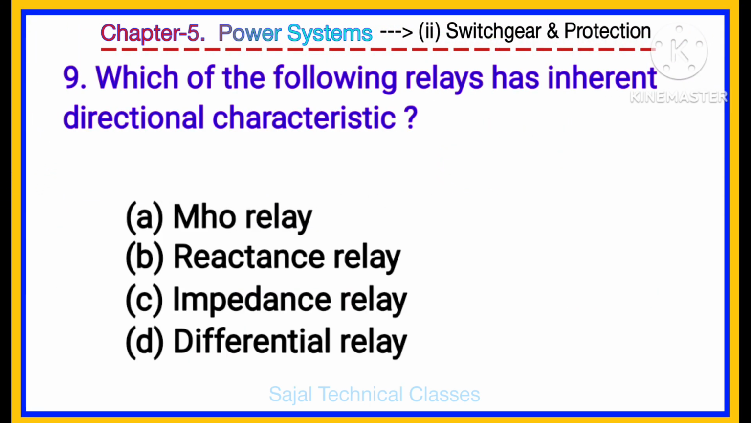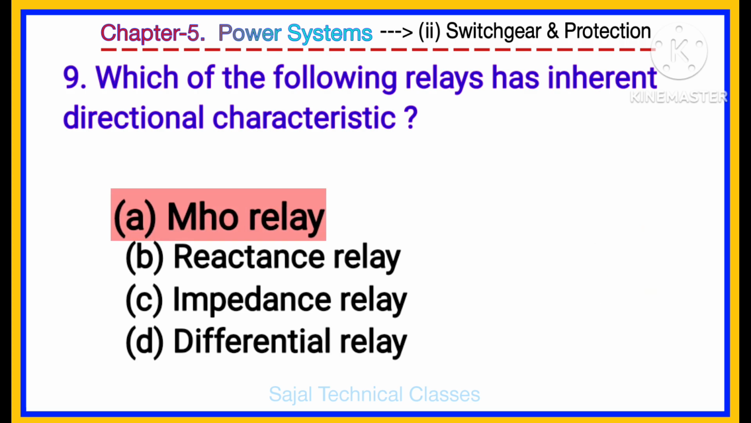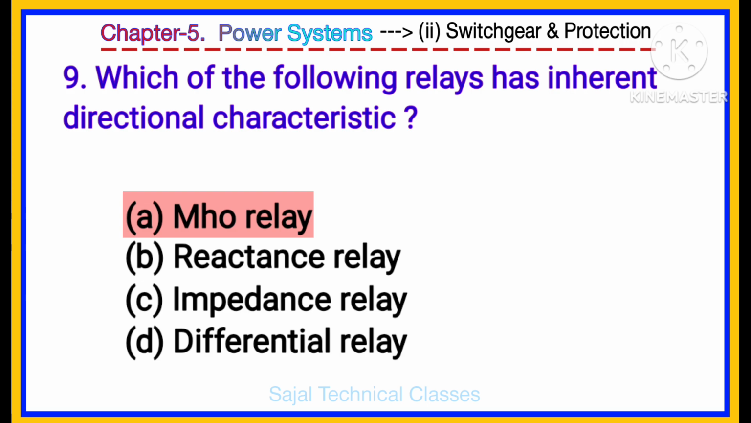Question number 9. Which of the following relays has inherent reactance characteristic? Option A, Mho relay. Option B, reactance relay. Option C, impedance relay. And option D, differential relay. Option A is the correct answer, Mho relay.